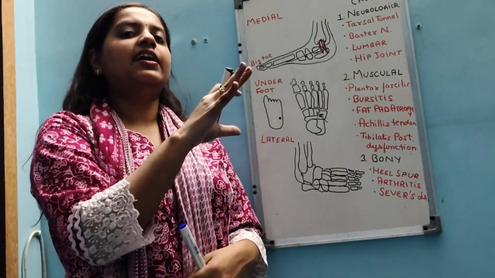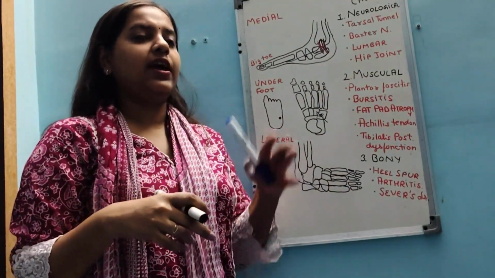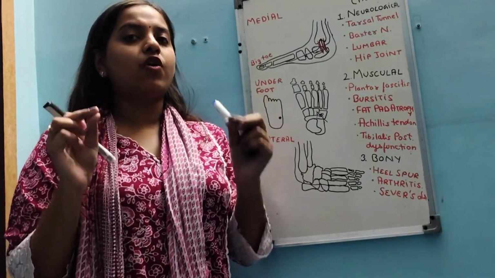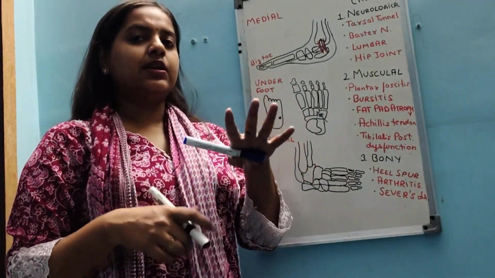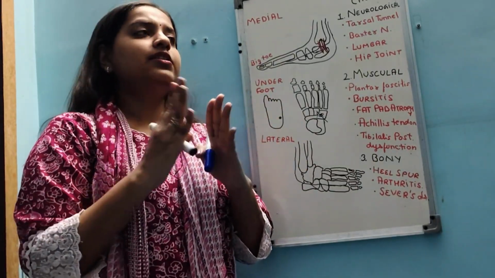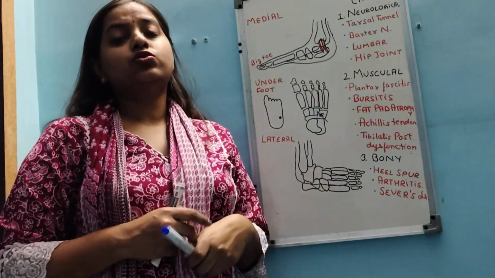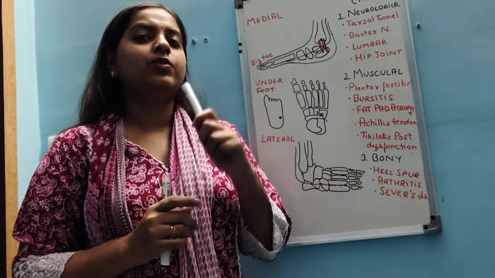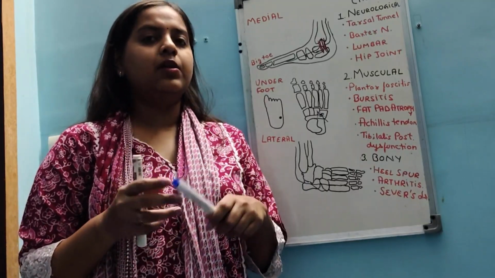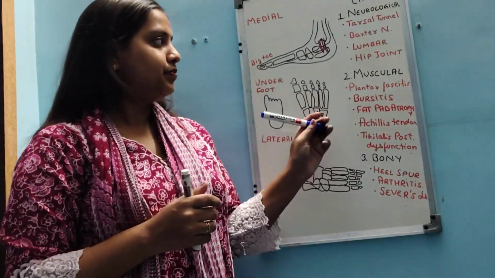Your sciatic nerve is passing through your hip joint, and there we have a muscle called the piriformis muscle. If this muscle compresses your sciatic nerve, then it may present as a pain in your heel. So this is known as piriformis syndrome, and you must differentiate it from sciatic nerve problems.